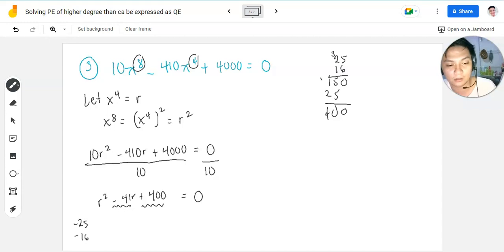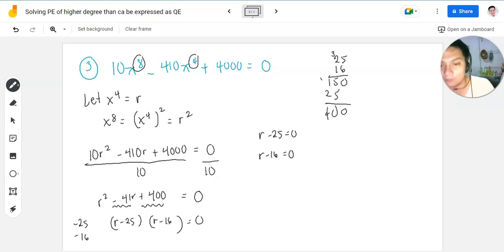Ibig lang sabihin yan, the factored form of this equation, okay, ay quantity r minus 25 times quantity r minus 16 equals 0. So we have to apply ZPP. R minus 25 equals 0. R minus 16 equals 0. So from r minus 25, what is the value of r? R is positive 25. From r minus 16 equals 0, what is the value of r? 16. And these two are the ones we will use to get the value of x using this equation.